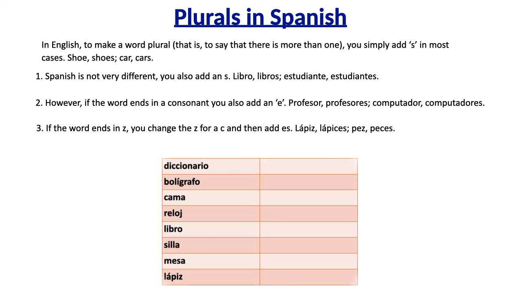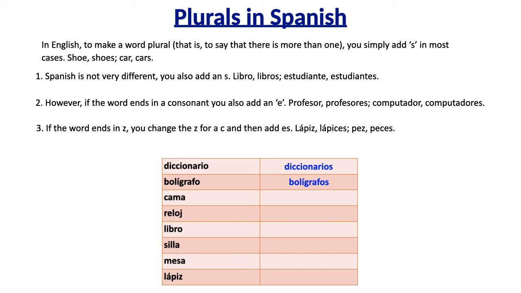Let's apply them very quickly to a few of the words we have learned so far. We should also use this opportunity for practicing our pronunciation. For example, diccionario. It ends in what? It ends in O. That is a vowel, so I follow the first rule, diccionarios. That means dictionaries. Second word, bolígrafo. Also ends in O. That is a vowel. I just add S. Bolígrafos. Remember what bolígrafo means? It means a pen.